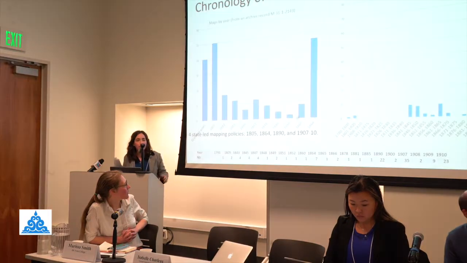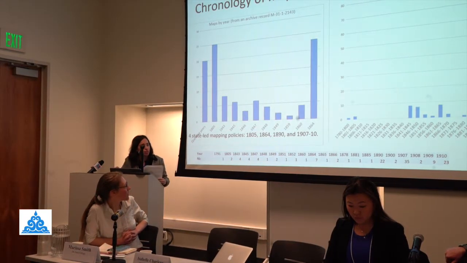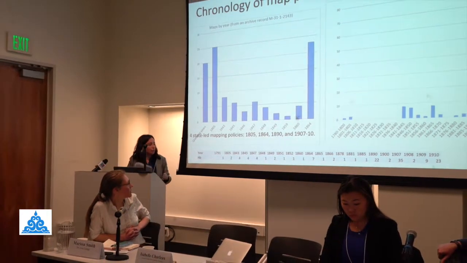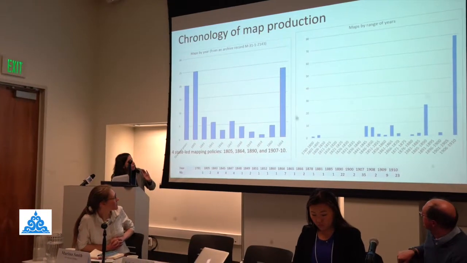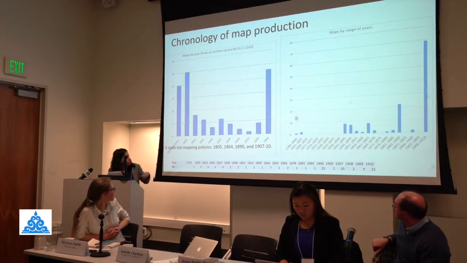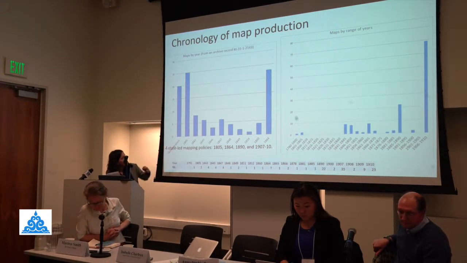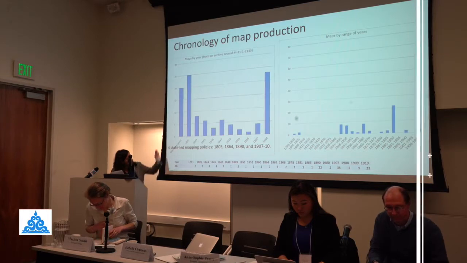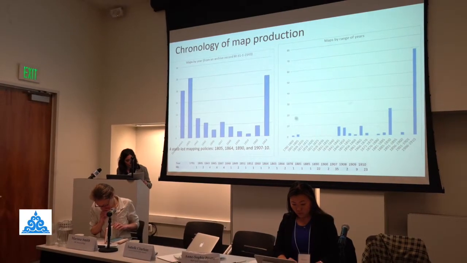But that might also speak just to the idea of conservation of the maps, where the latest ones tend to be better conserved. So here you have archival documents where local banner officials inventory the number of maps, and you can see that here in 1805 you have a peak in map making, 1864, 1890, and the early 20th century, so 1907 to 1910.